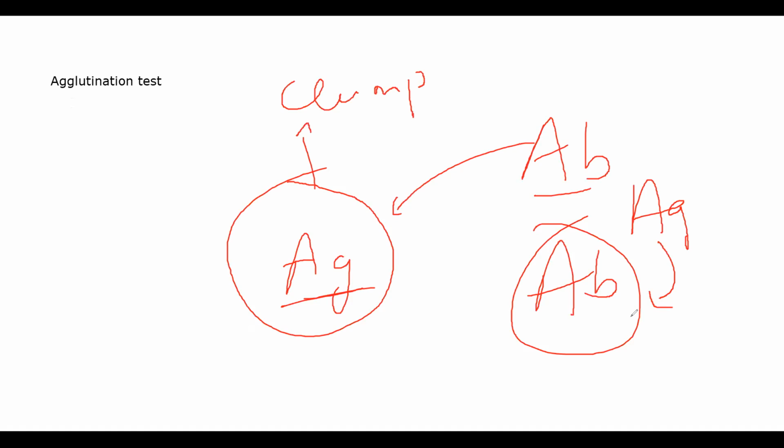Okay, similarly if you have an antibody which is surrounded by latex and you add specific antigen, clumping will occur. If there is no specific antigen, clumping will not occur. Okay, so now what is the difference between agglutination and precipitation? Now you might be getting confused, what is this? See, this is the basic difference.